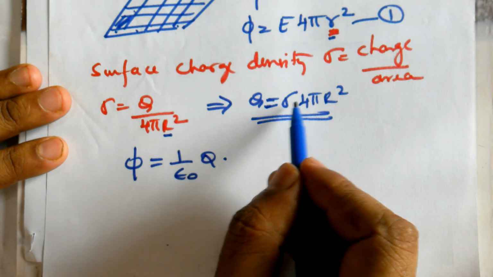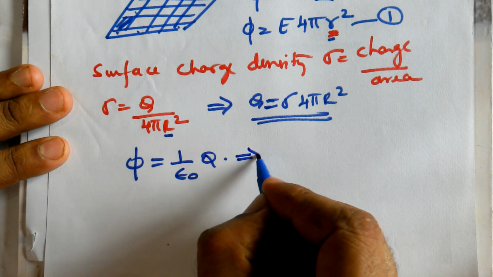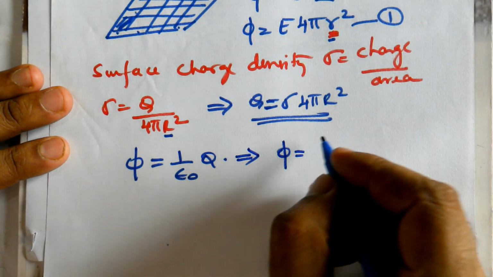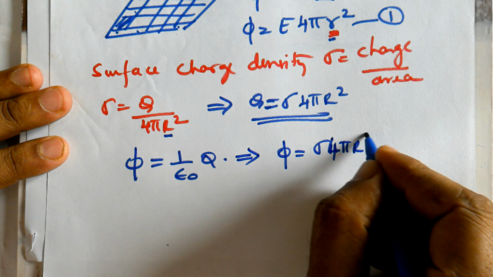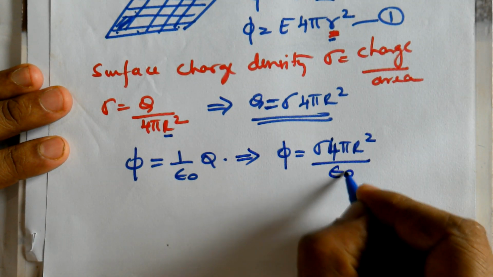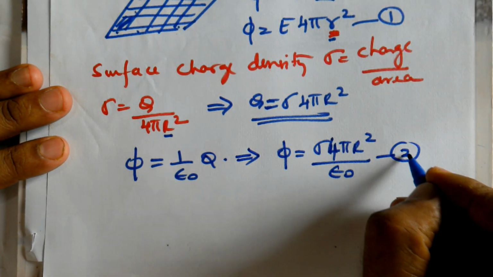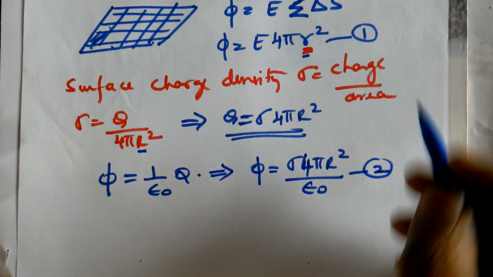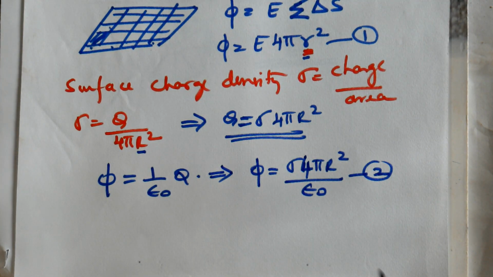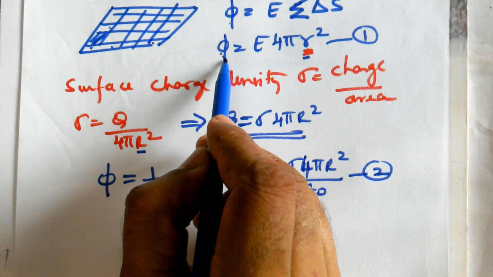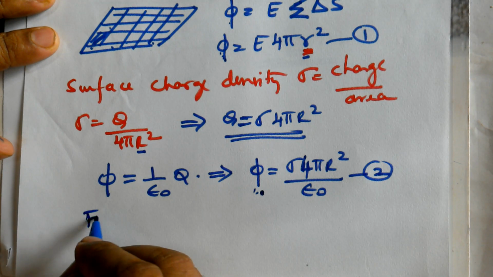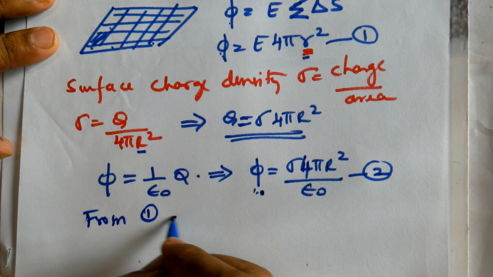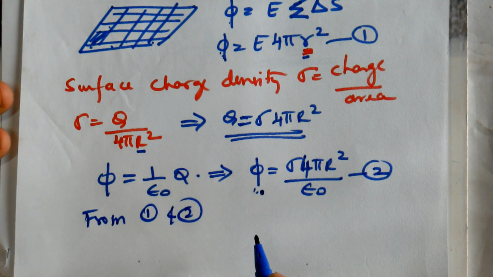But what is Q? Here we have a formula. So substitute that Q. Phi is equal to, Q is sigma 4 pi R squared, divided by epsilon naught. This gives the entire flux again. So equation 1 and equation 2, though they look different, say the same thing: flux through the entire Gaussian surface. So comparing 1 and 2, from equations 1 and 2, what will you get?